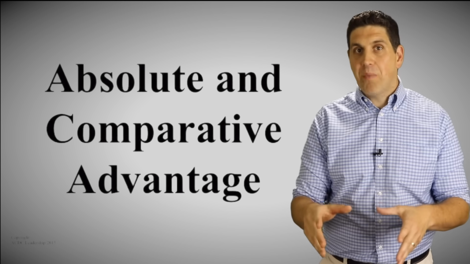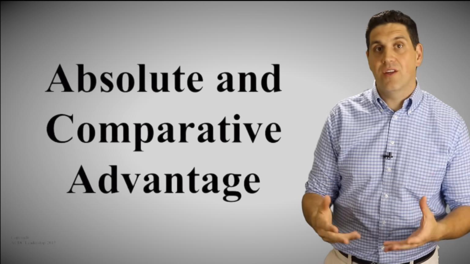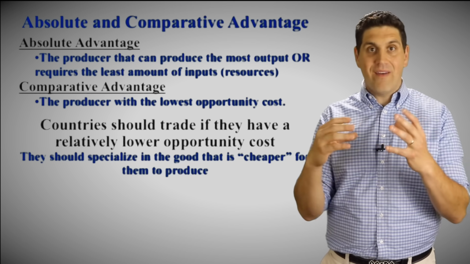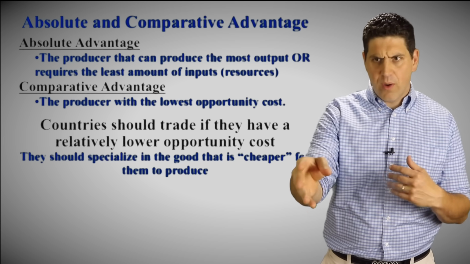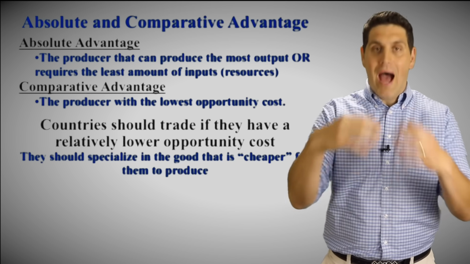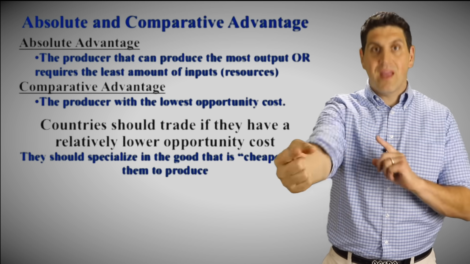And that brings us to the hardest part of this unit, the idea of comparative advantage. Comparative advantage is the idea that countries should specialize in the product where they have a lower opportunity cost. So if you're producing one thing and I'm producing something else, if I can produce at a lower opportunity cost than you, I should produce this, you should produce another thing, and then we should trade.